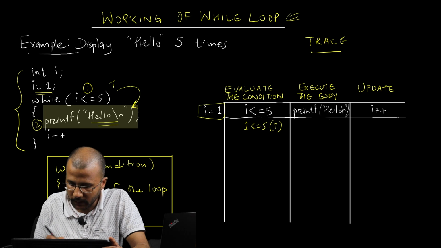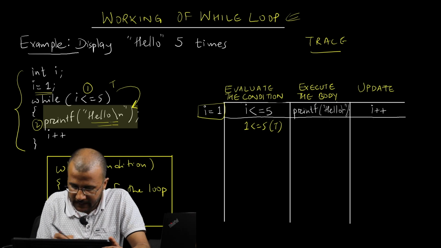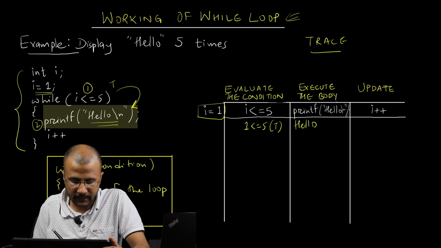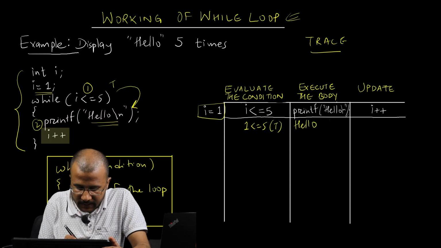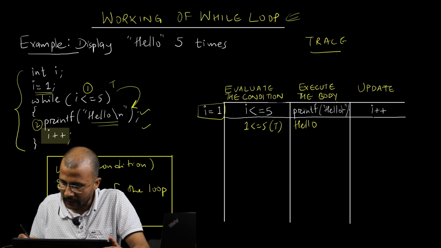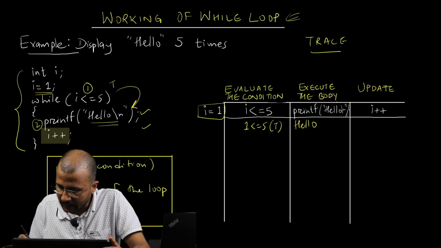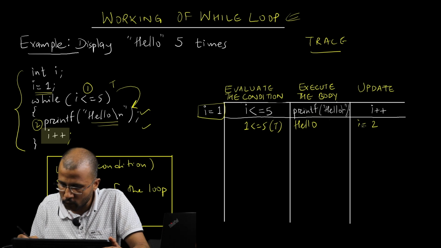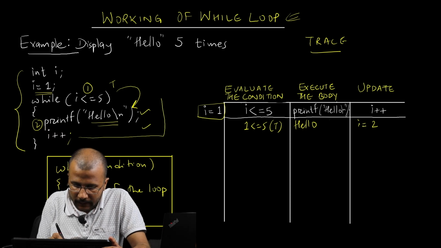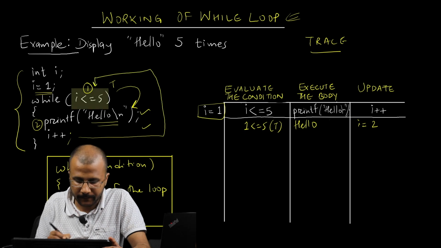So this is true here. So it will go inside the body and it will execute the printf hello. So hello would be printed on the screen, and then after this I is incremented, because this is the last statement. So after this printing is done, I would be incremented by 1. So I plus plus will make I as 2, the new value of I would be 2. And then once this is done, it will go back and again check the condition.